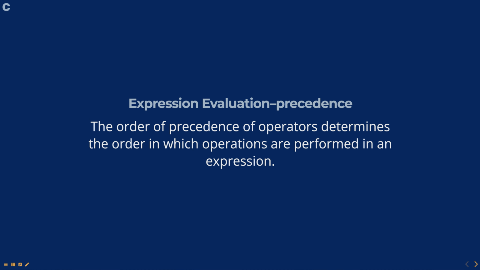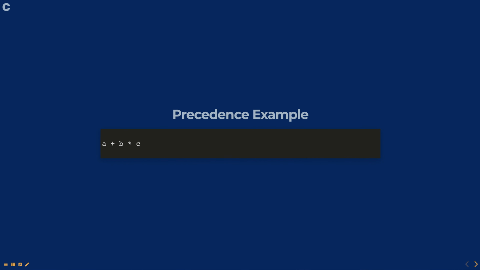In C programming, the order of precedence of operators determines the order in which operations are performed in an expression. Operators with higher precedence are evaluated before operators with lower precedence. For example, in this expression, the multiplication operation has higher precedence than the addition operation. So the multiplication will be performed first. This means that the expression is equivalent to this.